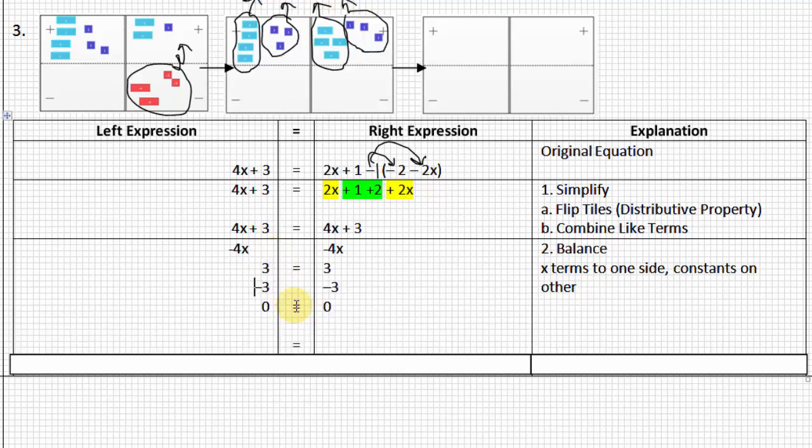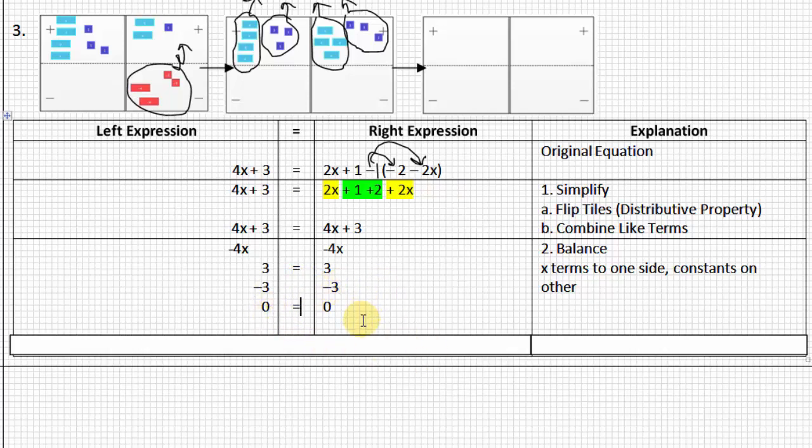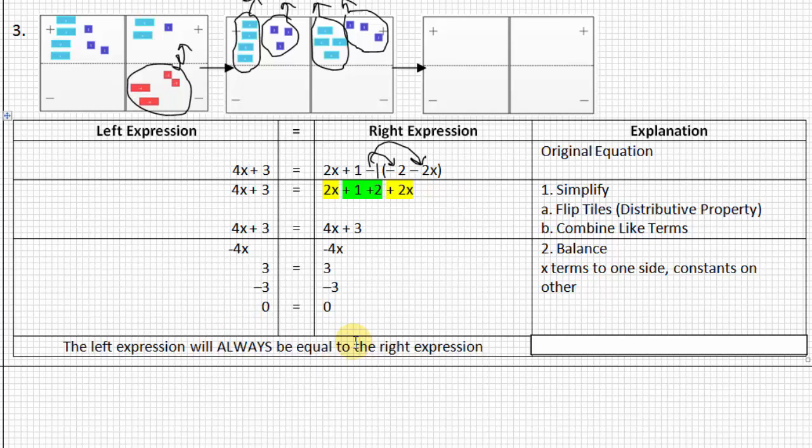And if we do that, subtract 3 from both sides, we end up with 0 is equal to 0. So here is an example of where the left expression will always be equal to the right expression. So we started to see this. This is what I was saying. This might raise some eyebrows.